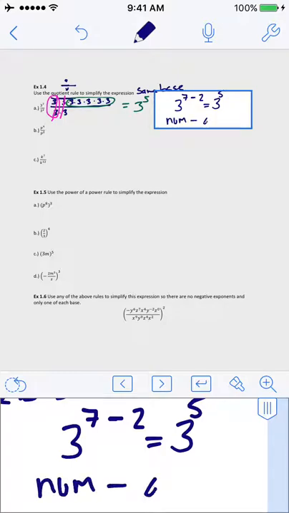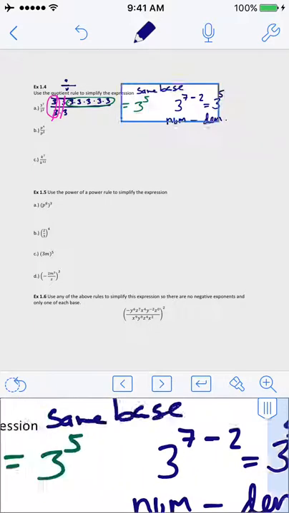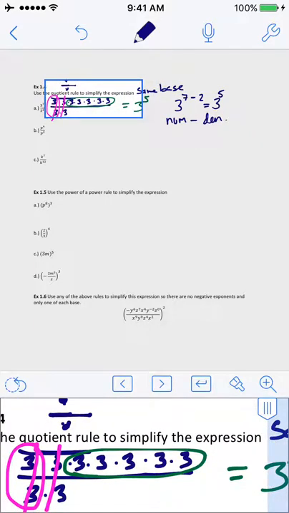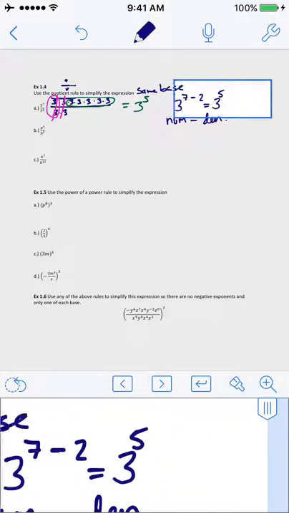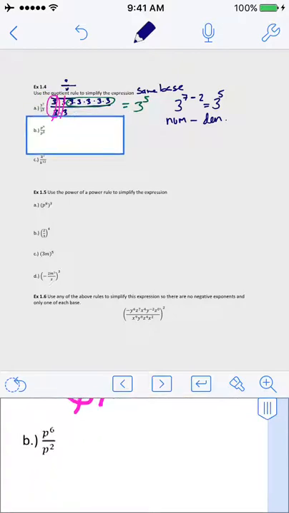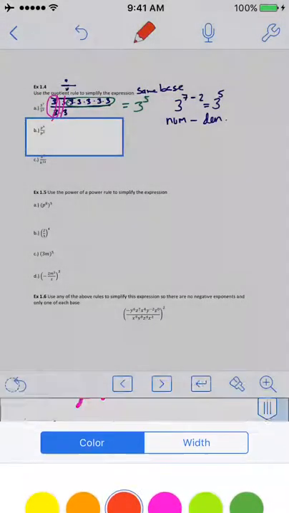Numerator minus denominator. All right. Personally, I think when you're solving larger expressions, sometimes the cancel rule is just a way to think about it. Thinking about it in a canceling kind of way is sometimes a little more helpful than subtracting, but whichever method you seem to like, totally fine. Let's do the same thing with a variable expression now.